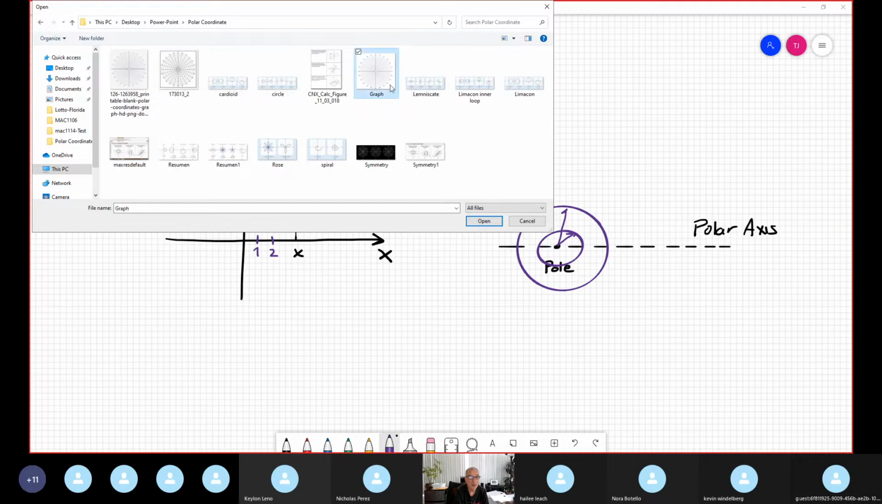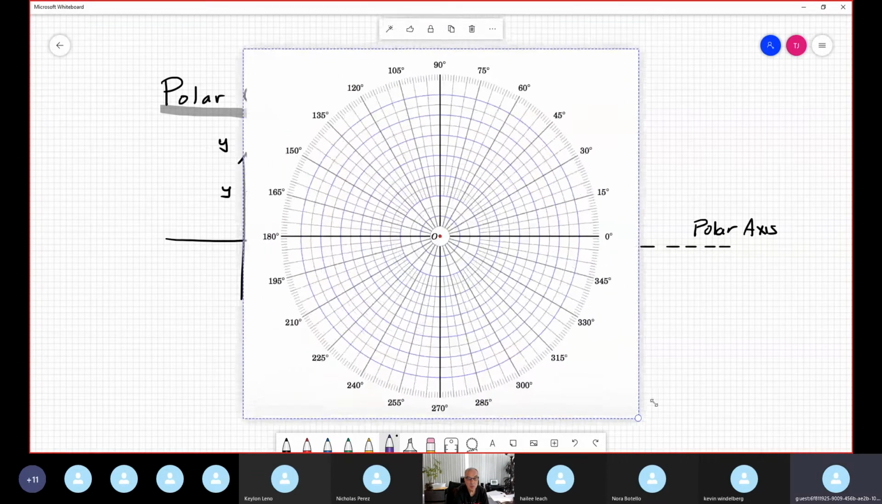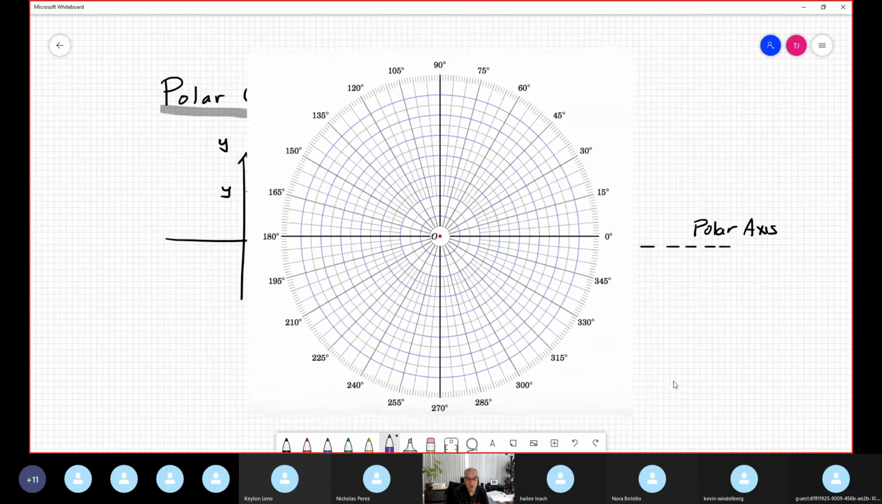It's a graph in polar. Look. Professor, do we need to print? No. Don't worry about printing.